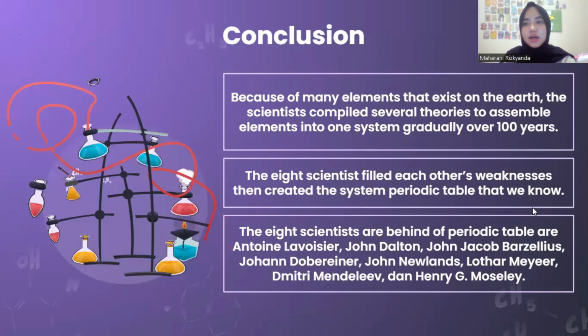Last but not least, the conclusion of this presentation is that because of the many elements that exist on the Earth, scientists compiled several theories to assemble elements into one system gradually over 100 years. The 8 scientists filled each other's weaknesses, then created the periodic table system that we know today, and used the system to study all of the matter on the Earth more easily. The 8 scientists behind the periodic table are Antoine Lavoisier, John Dalton, Jons Jacob Berzelius, Johann Dobereiner, John Newlands, Lothar Meyer, Dmitri Mendeleev, and Henry G. J. Moseley.